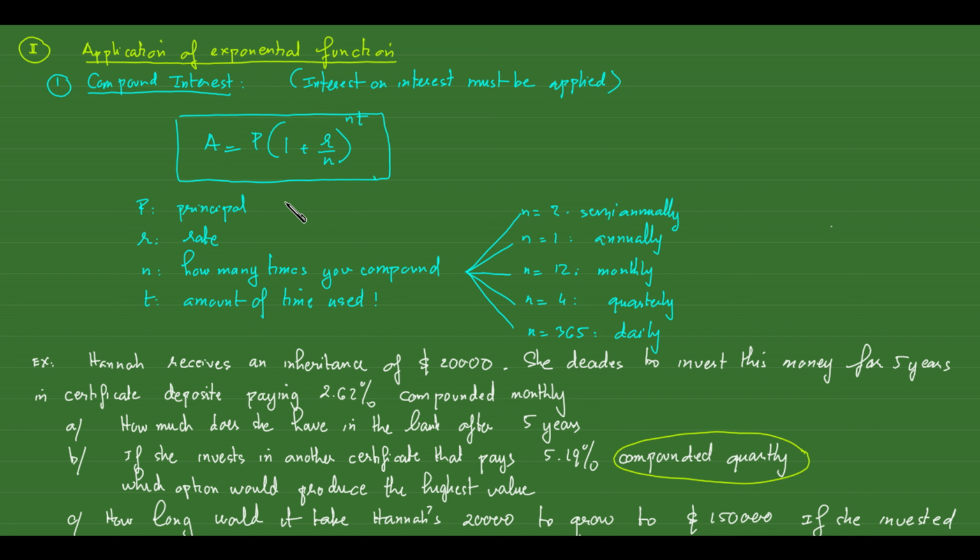The bigger the n, the bigger the a. It means that the more you compound, the more value you can receive from the original. Now let's take a look at this one. So I have a problem.